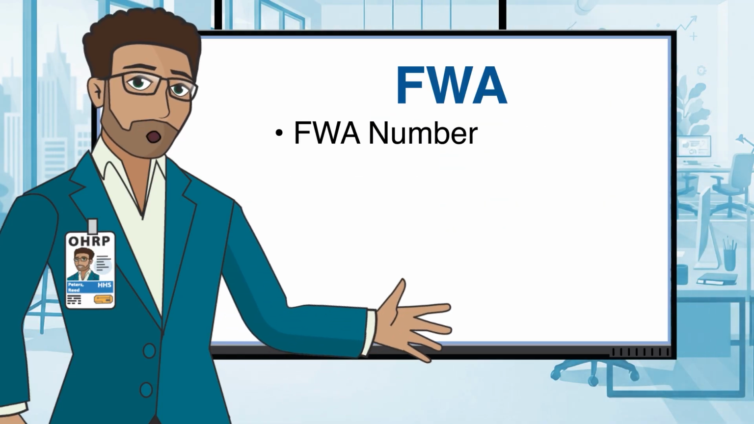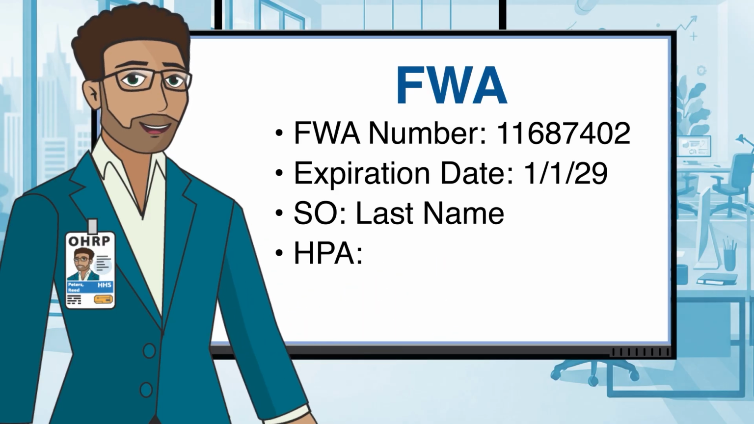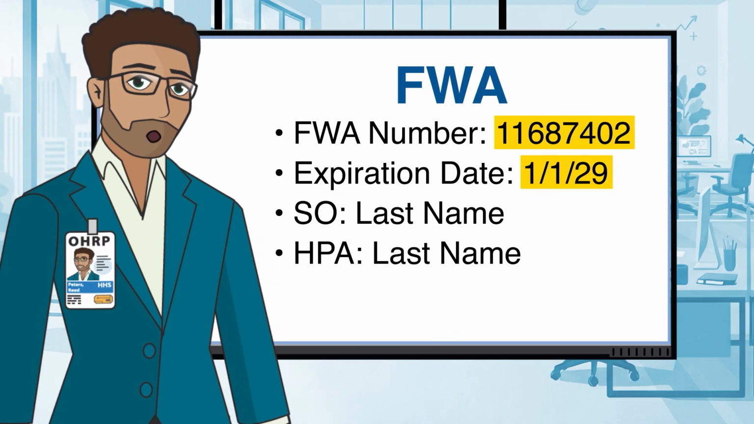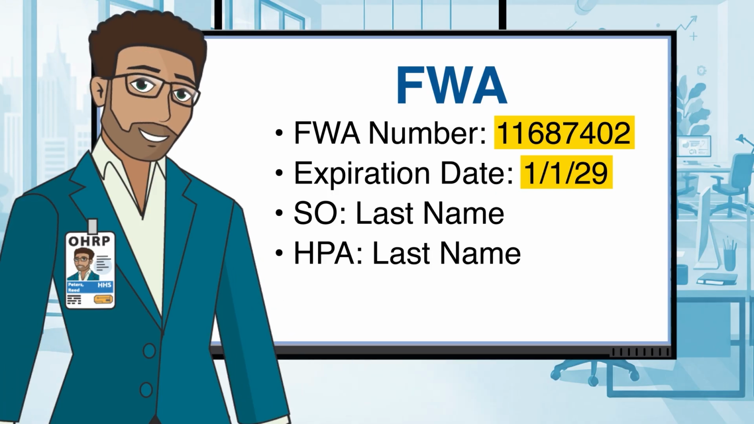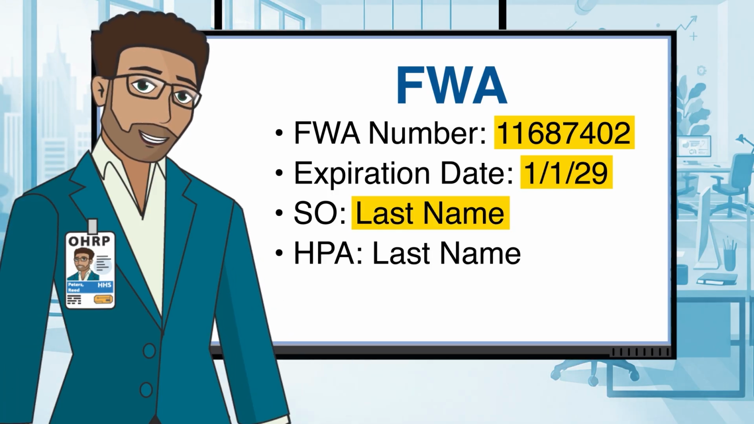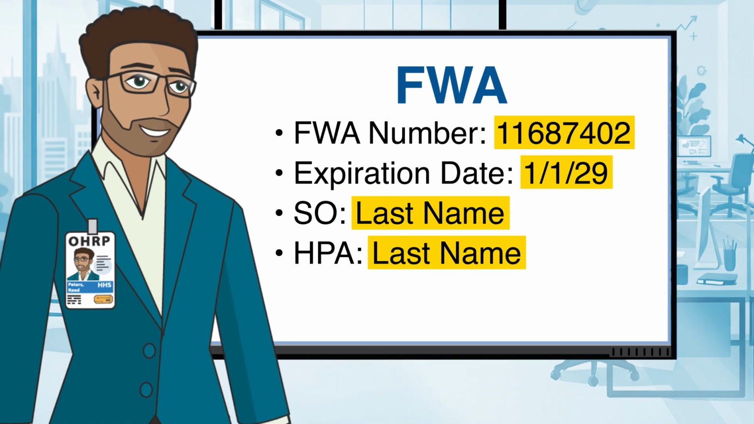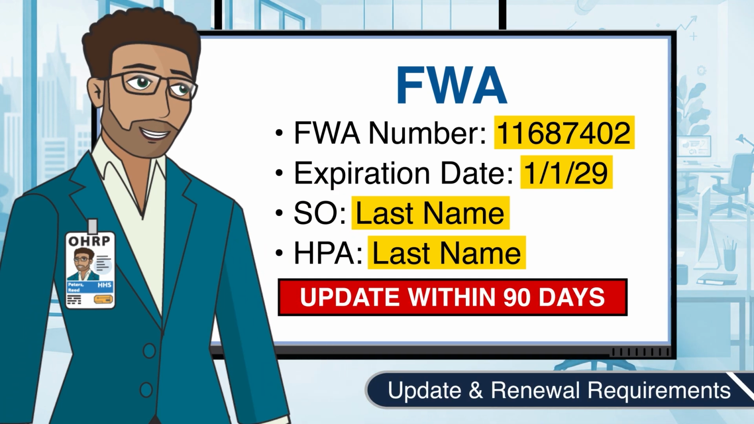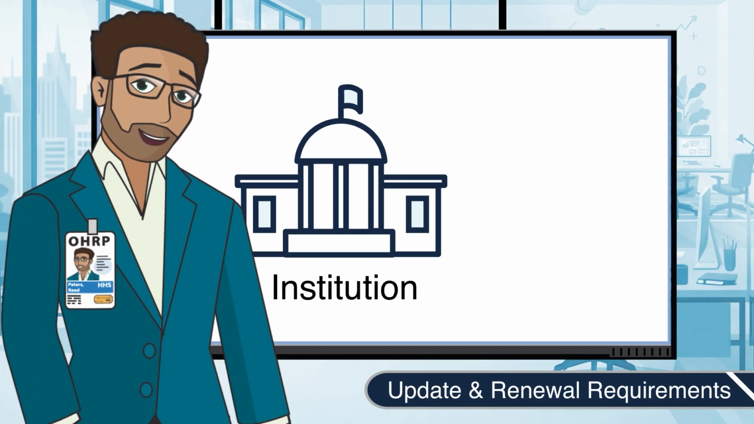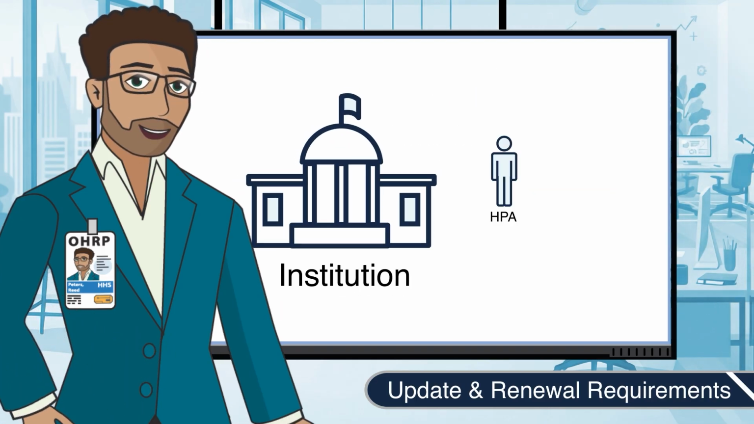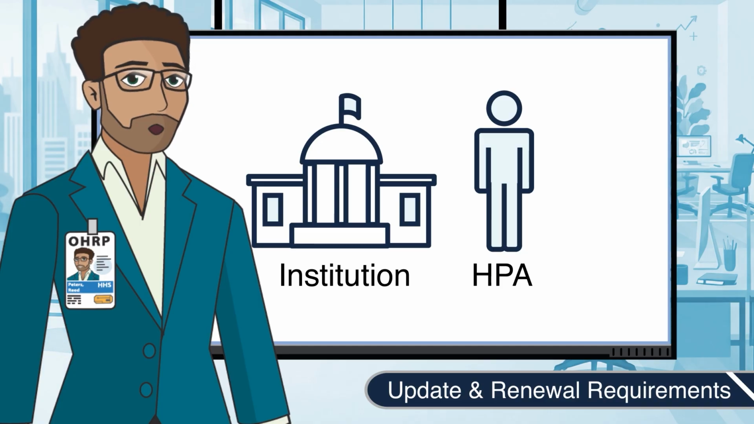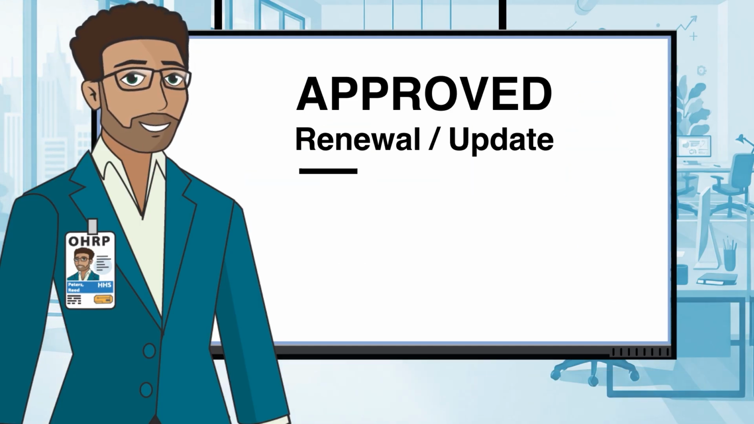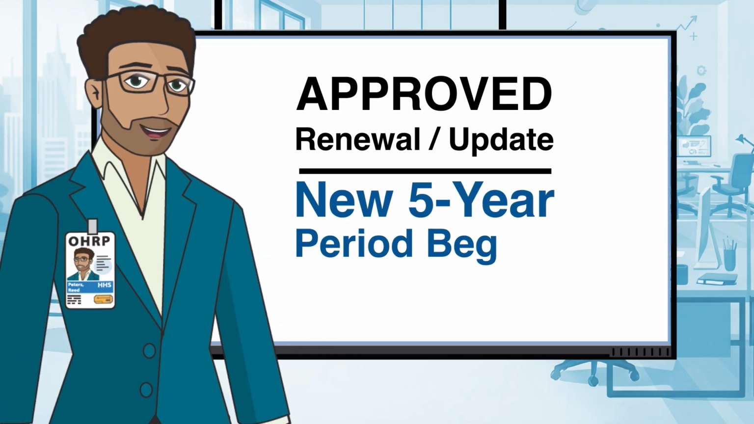So, after we approve your FWA, make sure to keep a copy. It will have the expiration date and unique 8-digit FWA number. You'll need that number, along with the last names of your SO and HPA for any future renewals. Also, you must submit an update within 90 days of certain changes. These changes include a change to the institution's legal name, a new Human Protections Administrator, or a new signatory official. One last thing on timing. Any approved renewal or update restarts that 5-year clock.